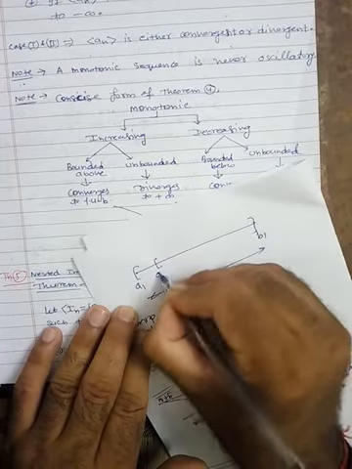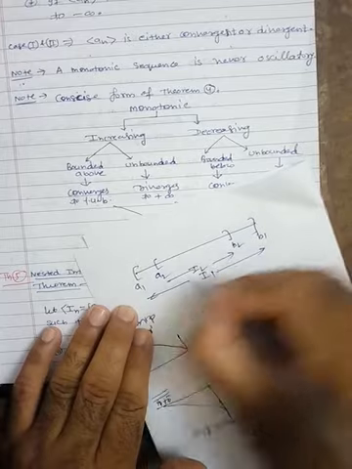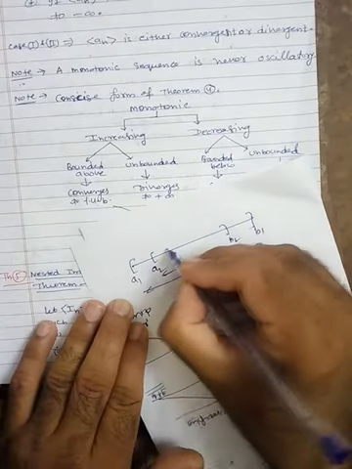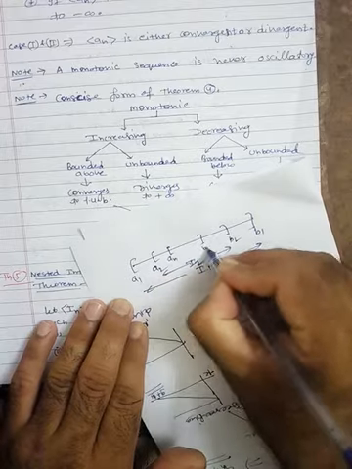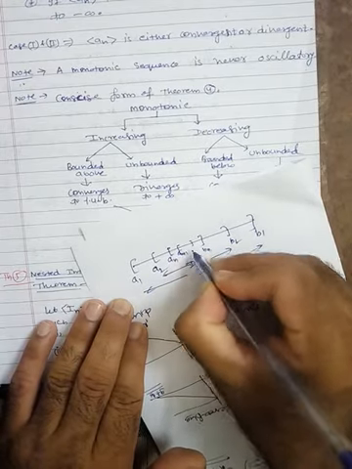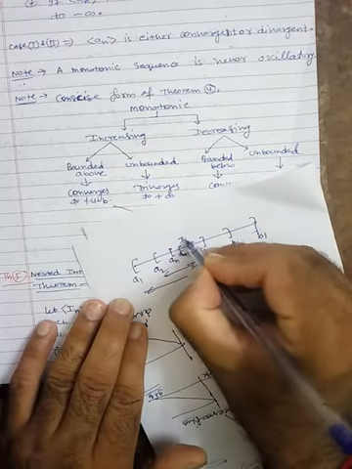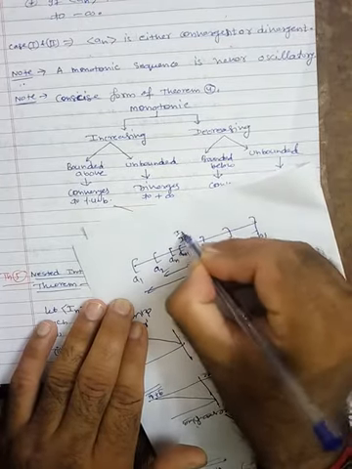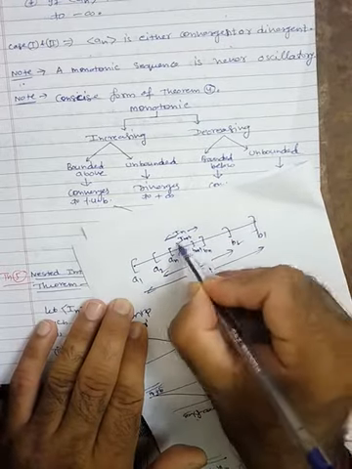Then the next interval is A2B2, which is I2. So you can see that I2 is a subset of I1. Similarly, somewhere we have AN, BN, and then here we have AN plus 1 and BN plus 1. So this is I(N plus 1). This one is IN, from here to here. Fine. So you understood, I think.